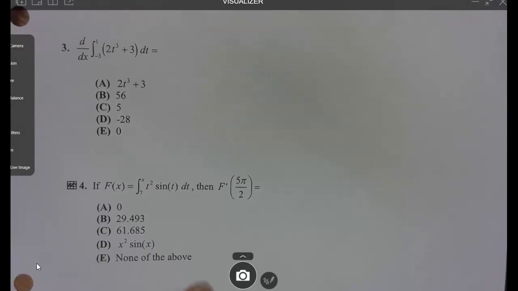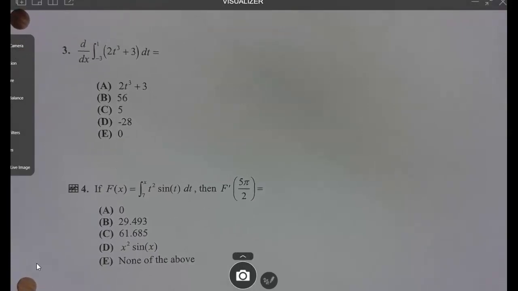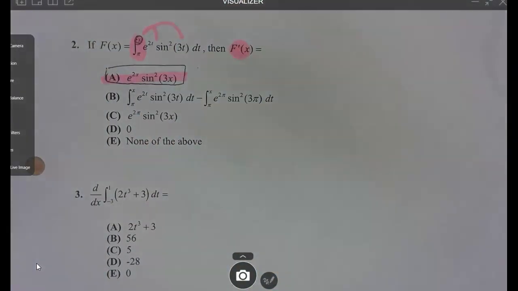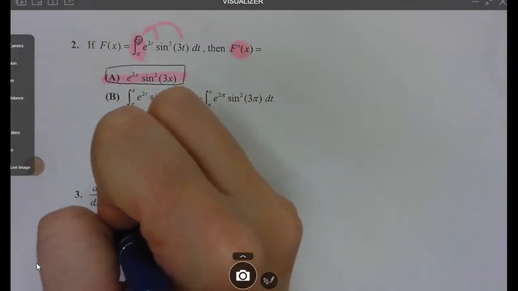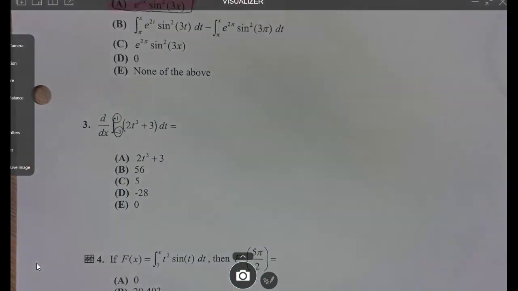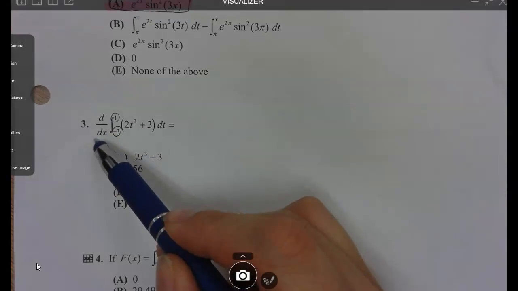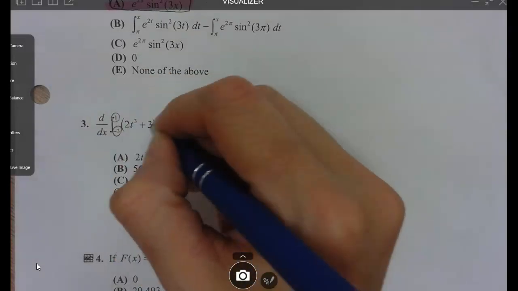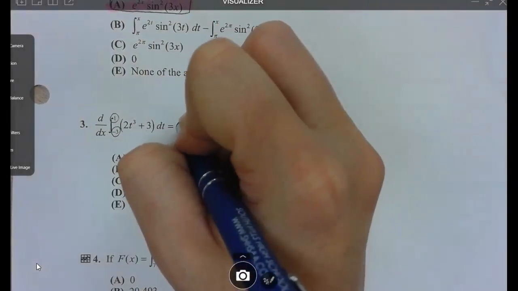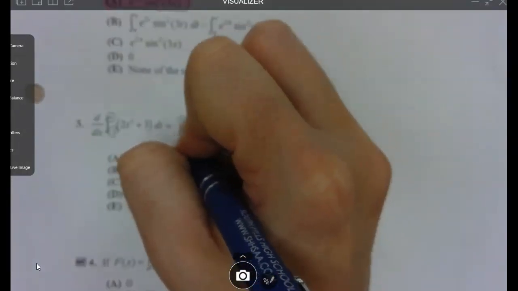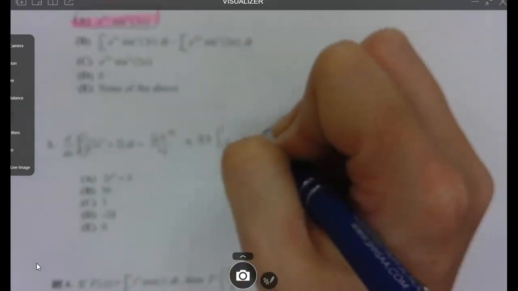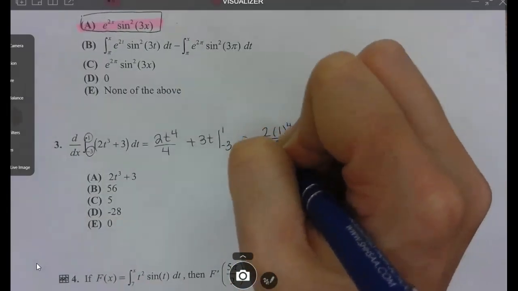Okay, number 3 sets you up as a trick. What's different from 2 to 3? Here we have a bound with an x in it. Here, both of my bounds are numbers. So if you were to actually integrate that, you would have 2t to the 4th over 4 plus 3t from 1 to -3. So you would plug those numbers in.